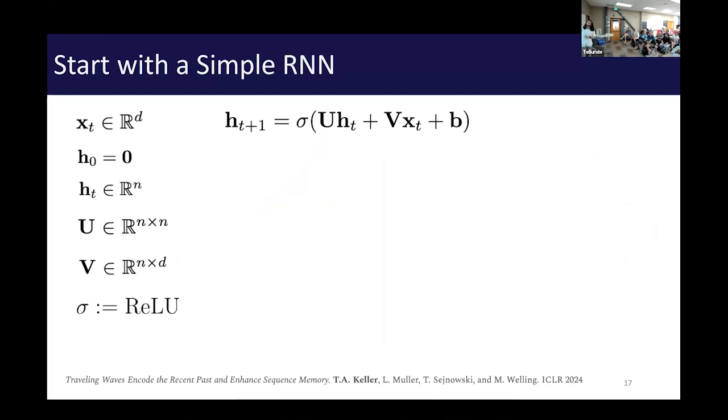This is a simple RNN. Your hidden state is some vector of neurons, so real numbers. You have some nonlinearity here. We call it a rectified linear unit. You have some fully connected hidden to hidden coupling matrix here, some matrix that reads in your input to the hidden state, and some bias.